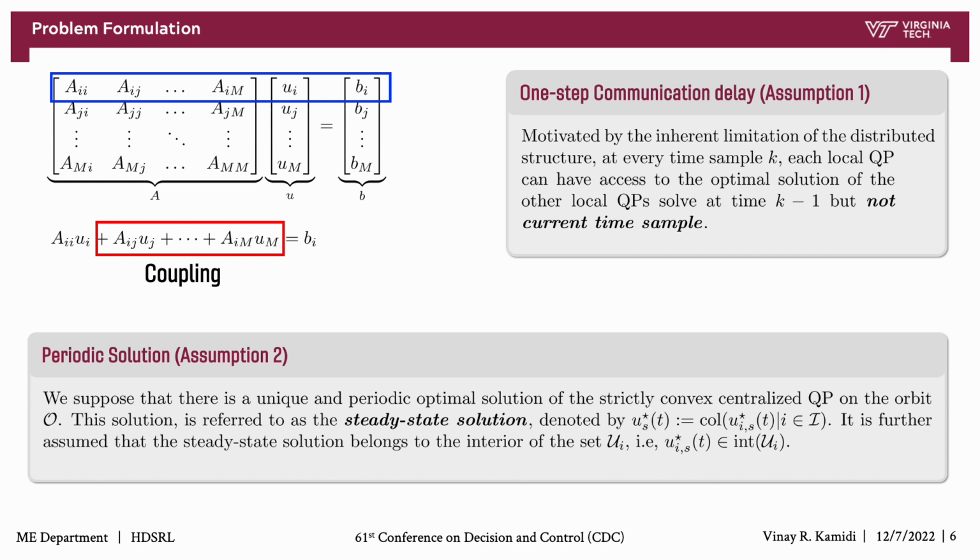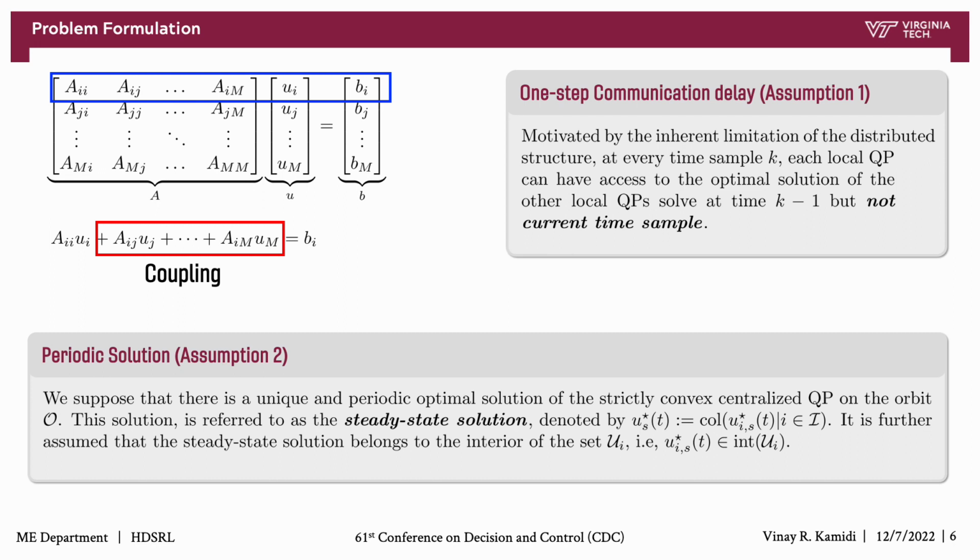Once we start decomposing the equality constraints, or for that matter the dynamics of the system, we start to notice the inherent coupling between each subsystem. This strong coupling means that subsystem i is dependent on subsystem j's terms, which it does not have access to. In order to address this limitation, I make the assumption that each local QP has access to the optimal solution of the other local QP.